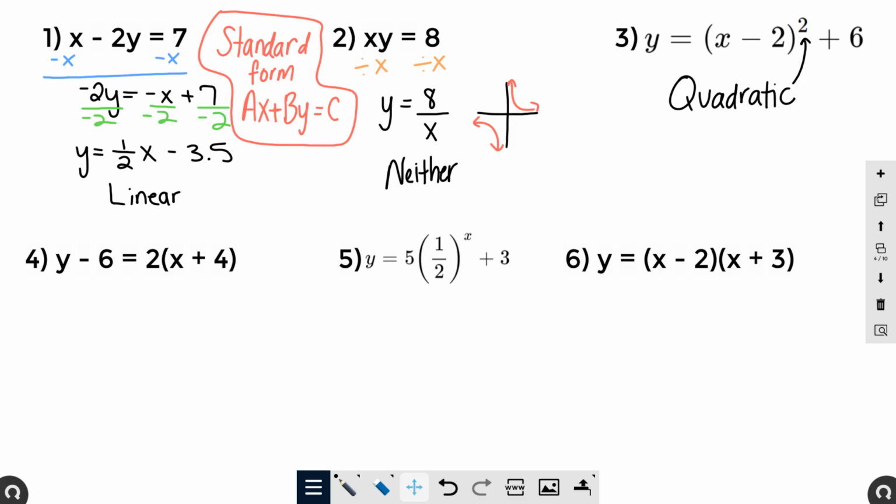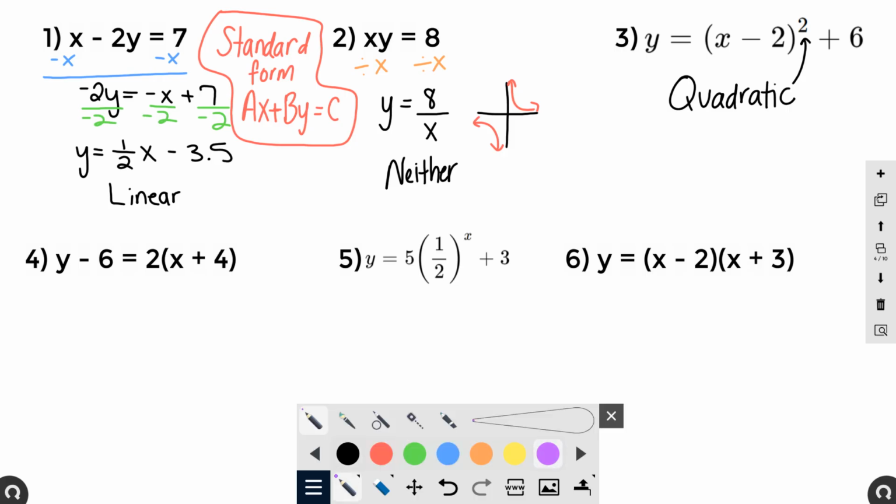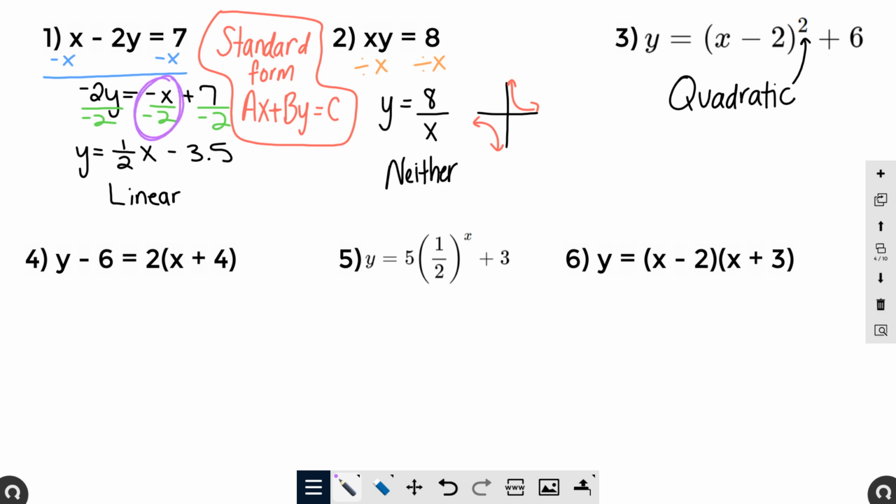Now, if you look at the one before it, like right here, if you just look at that fraction, where is x there? At the top. If x is in the top, you can say linear. But if x is in the denominator, neither.